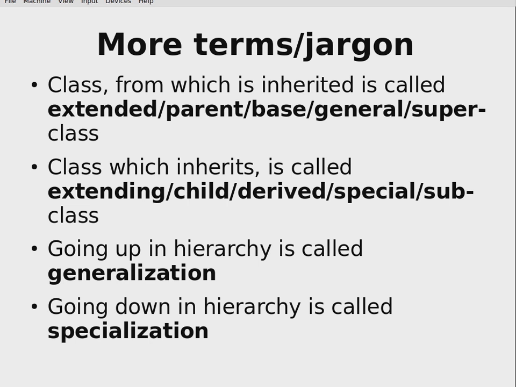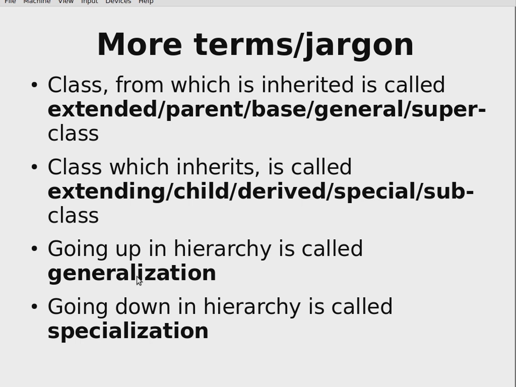And because these ideas came together from many different places, the same thing may be called by slightly different terms, maybe with a different focus on important features. The class which is inherited may also be called extended class, parent class, base class, general class or superclass, and the class which inherits something and extends this previous class may be called extending or child class, derived class, more special class or subclass.